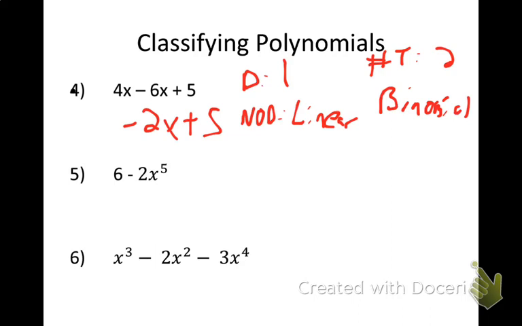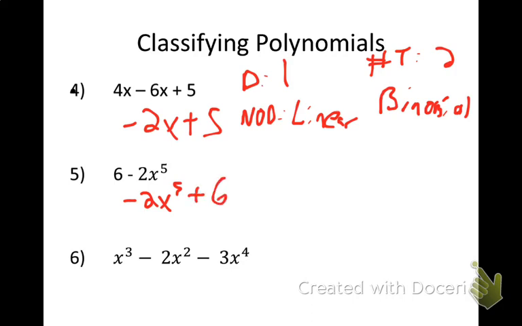All right, number 5. Frank, how would you write that in standard form? I just kept it the same. I didn't know what to do. Put it in standard form. So exponents, highest exponents go first. Oh, okay, so 2x to the 5th plus 6. Nice job. So negative 2x to the 5th plus 6.